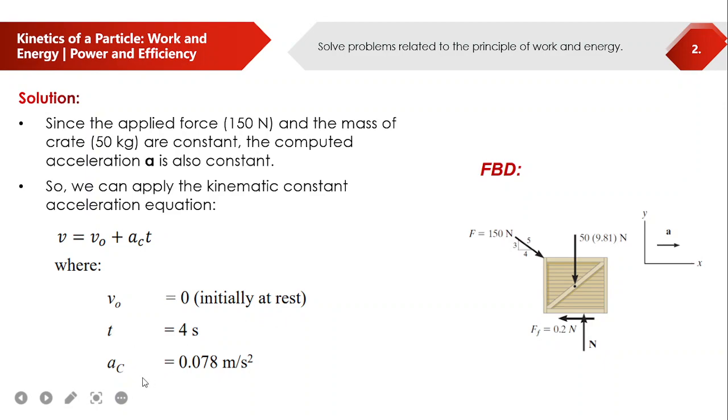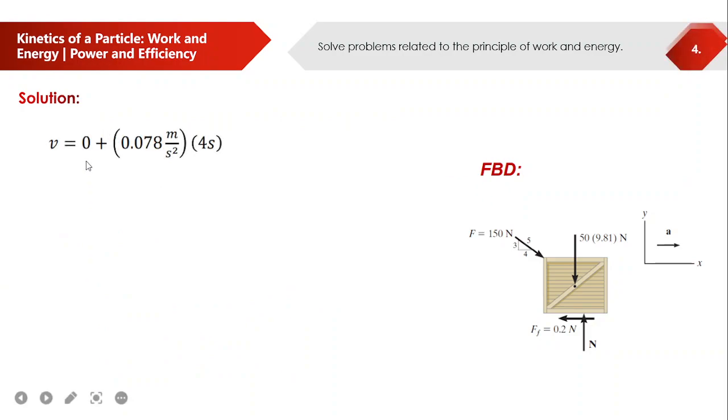Your time is 4 seconds, and a sub c na-solve natin is 0.078 meters per second squared, and that is constant all throughout the displacement. So that will be v is equals to 0 plus 0.078 meters per second squared times 4 seconds. Therefore, your velocity is equals to 0.312 meters per second.